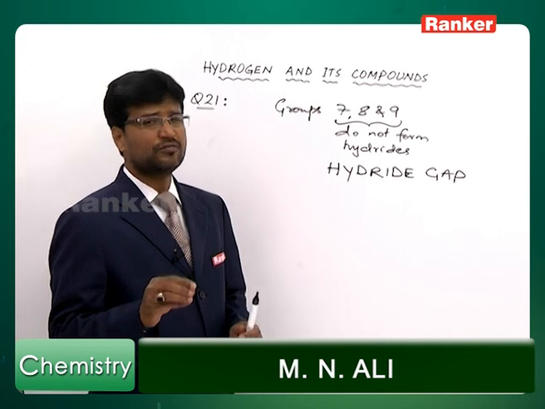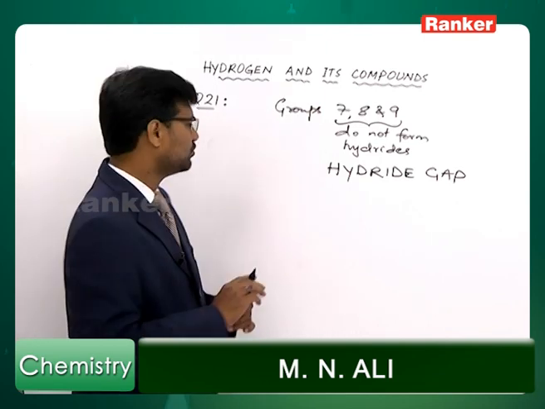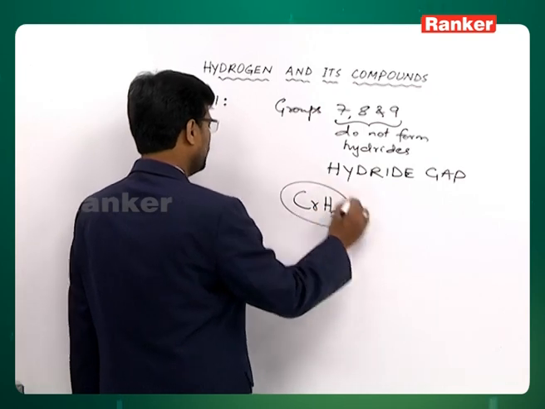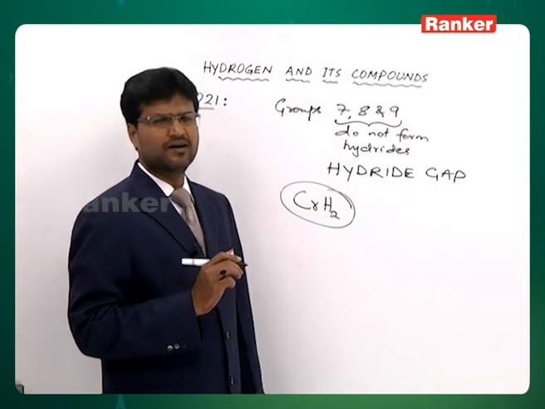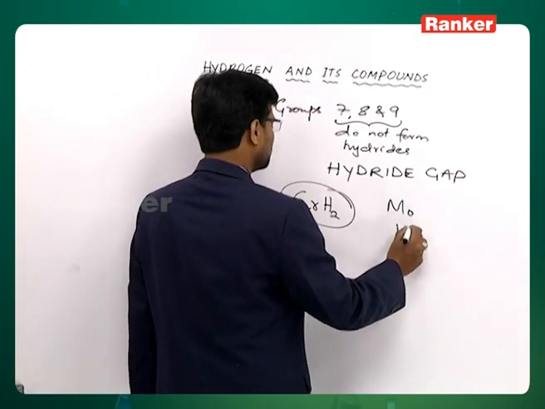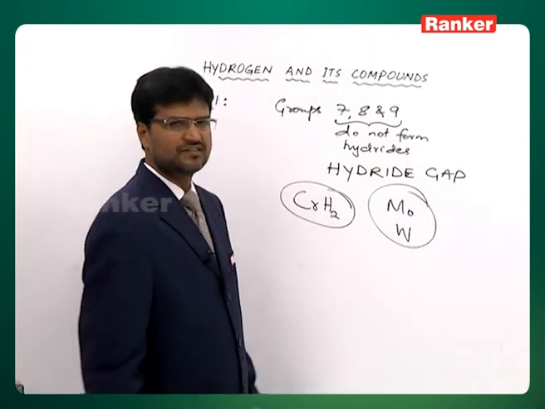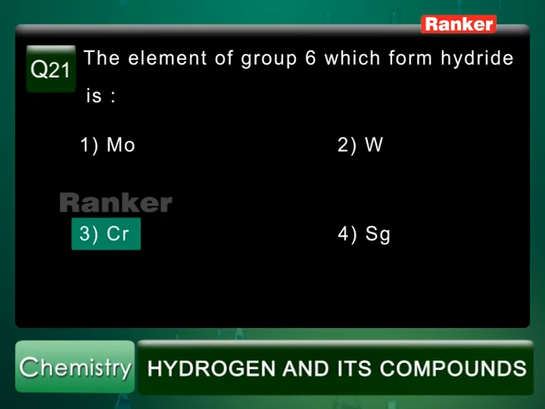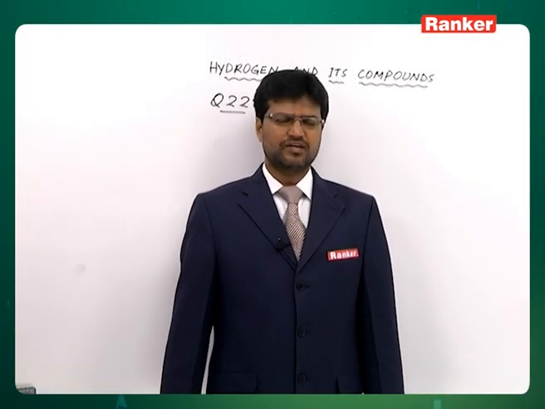In the sixth group, only one element forms hydride, chromium. Chromium is the only sixth group metal which can form hydride. Molybdenum and tungsten, they do not form hydrides. Only one element, that is chromium, forms hydride. So the correct answer is third option, Cr forms hydride, molybdenum and tungsten do not form, even Sg, seaborgium, does not form hydride.